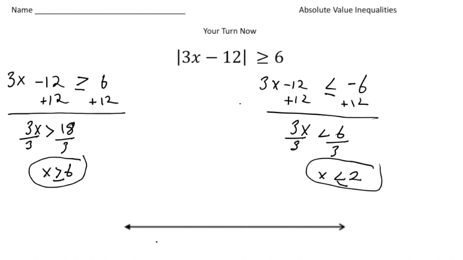So this is going to look a little different than the other ones. So we know we have a closed circle at 6 and is greater than, so it goes in the right direction. And then we also have x is less than or equal to 2. So we're going to have 2 in a closed circle and going left this way. So this is like an OR problem. So our solution can be greater than or equal to 6, or it can be less than or equal to 2. All right, how'd you do?